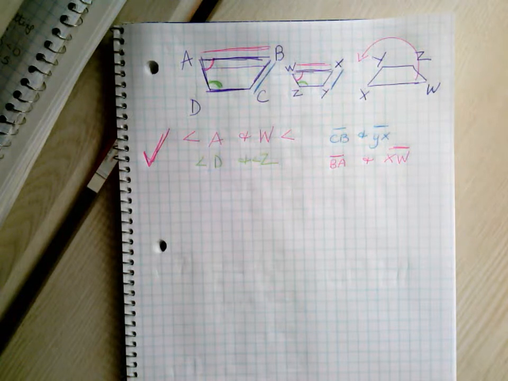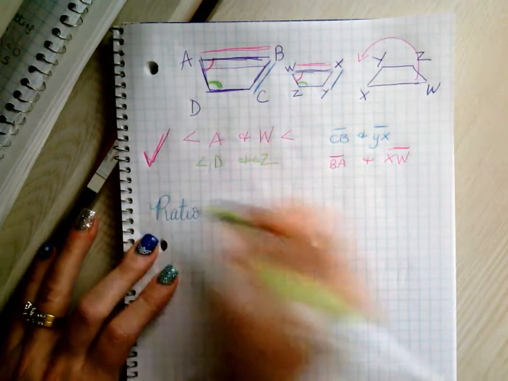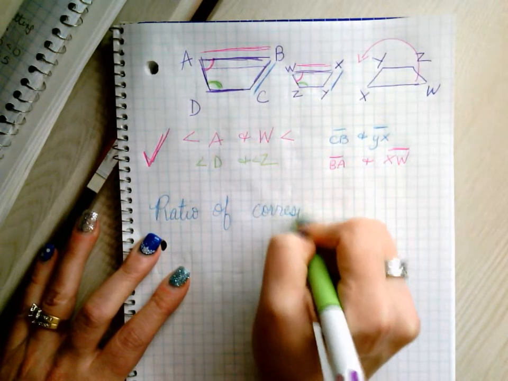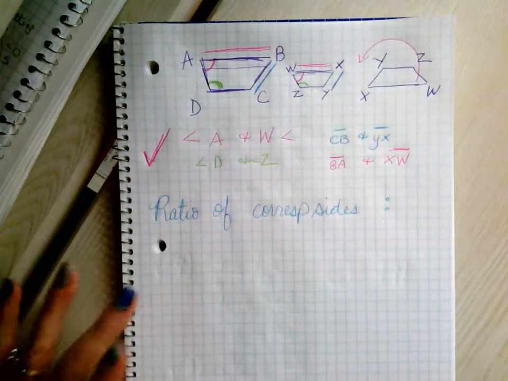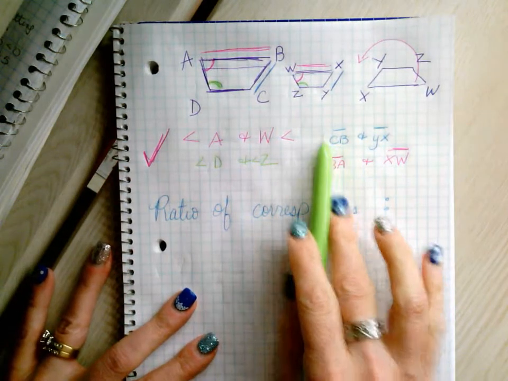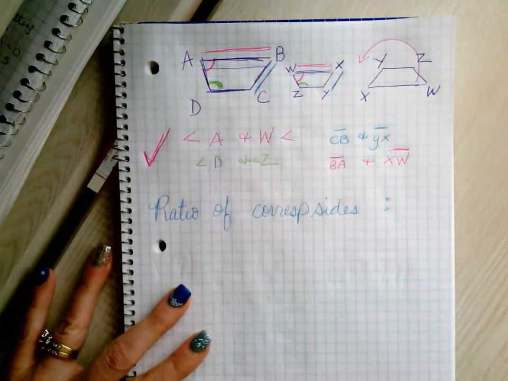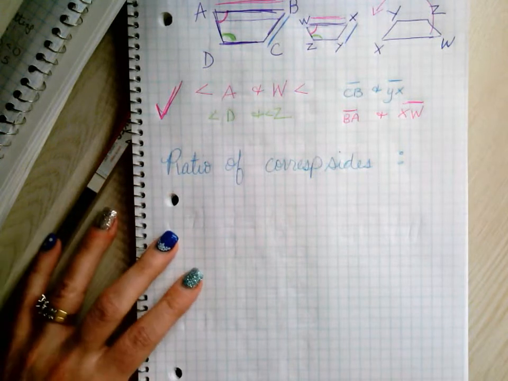Ratio of corresponding side lengths. You guys learned about ratios already, and that is matching fractions, right? Ratio of corresponding sides. Okay, so we've already said that CB corresponds to YX, right? CB corresponds to YX, matches, okay? Is similar to is another way of saying that.